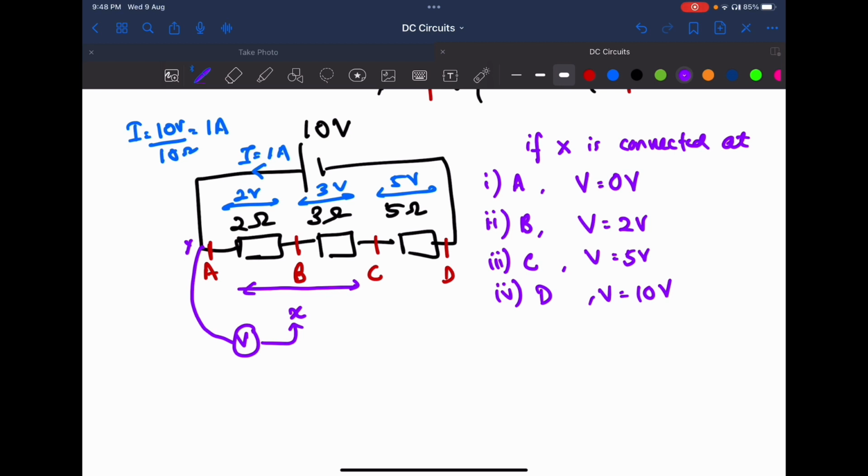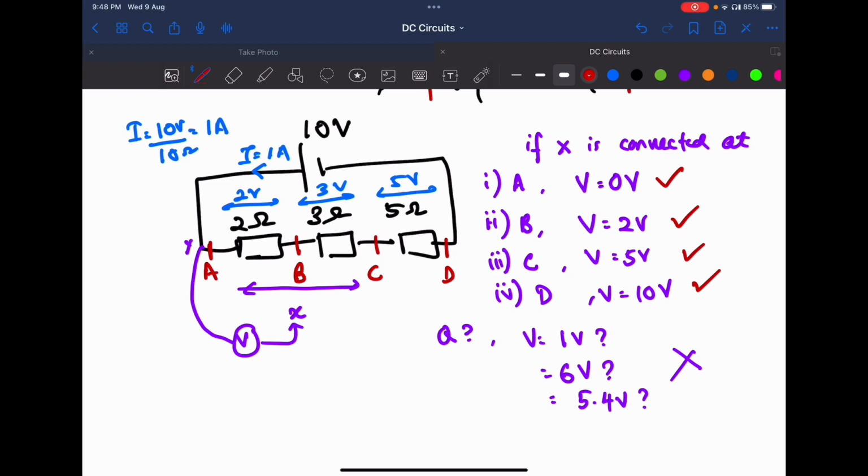So the question here is that, can I get 1 volt or 6 volt or let's say 5.4 volts in between? No, right? Because this is the only value I can get, right? It's kind of fixed.